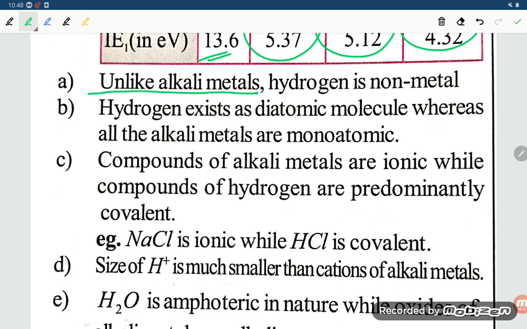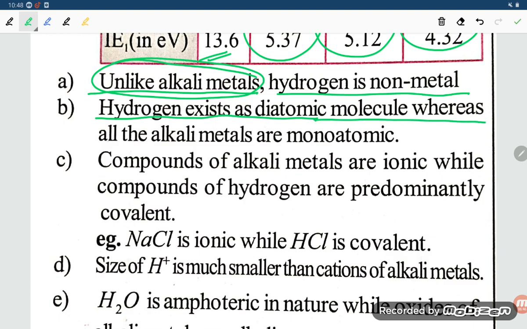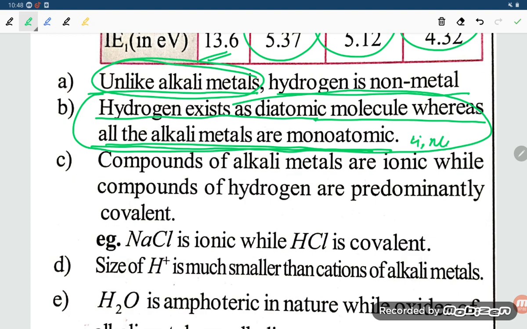Unlike alkali metals, hydrogen is a non-metal. All the alkali group 1 elements are metals, but hydrogen is a non-metal. Hydrogen exists as a diatomic molecule, whereas all the alkali metals are monoatomic. Alkali metals like lithium, sodium, potassium are all monoatomic, but H2, hydrogen, is diatomic. So this is also a difference from the alkali metals.